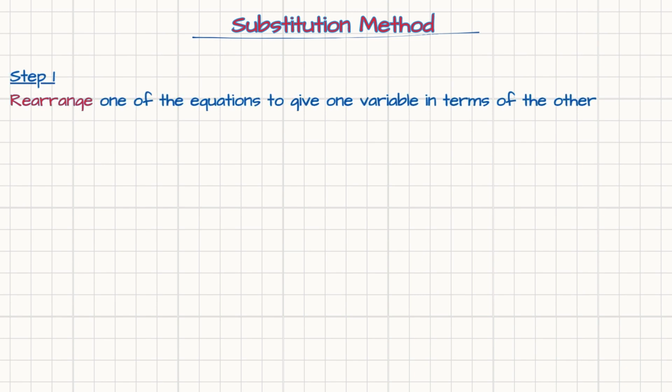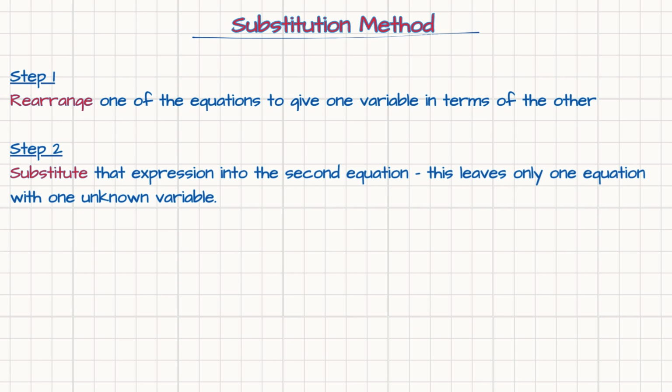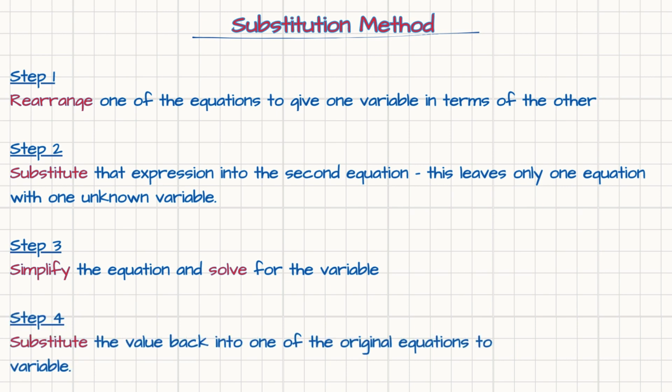Firstly, we rearrange one of the equations so that we have one of the variables written in terms of the other. Then, we substitute the expression of this variable into the other equation. This would leave us with an equation with only one variable. Next, we would be able to simplify this equation and solve for that variable. And finally, we are able to substitute the value of the variable we have just worked out into one of the original equations, thereby finding the value of the other variable.